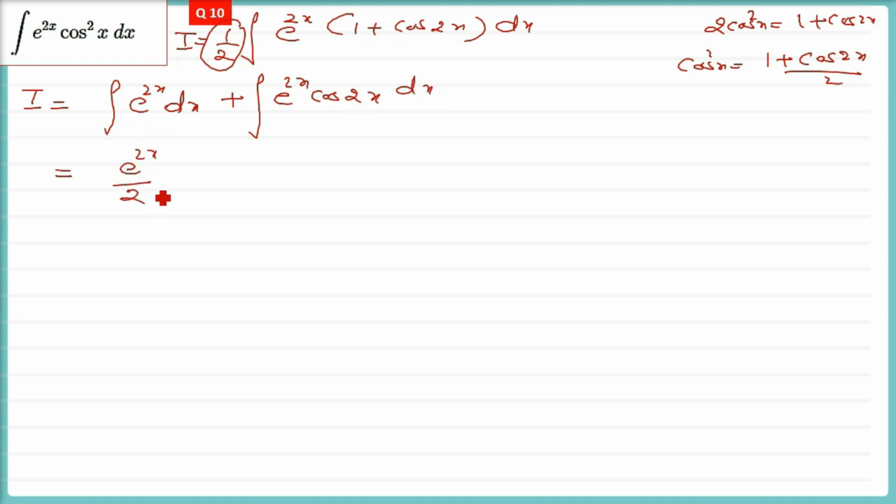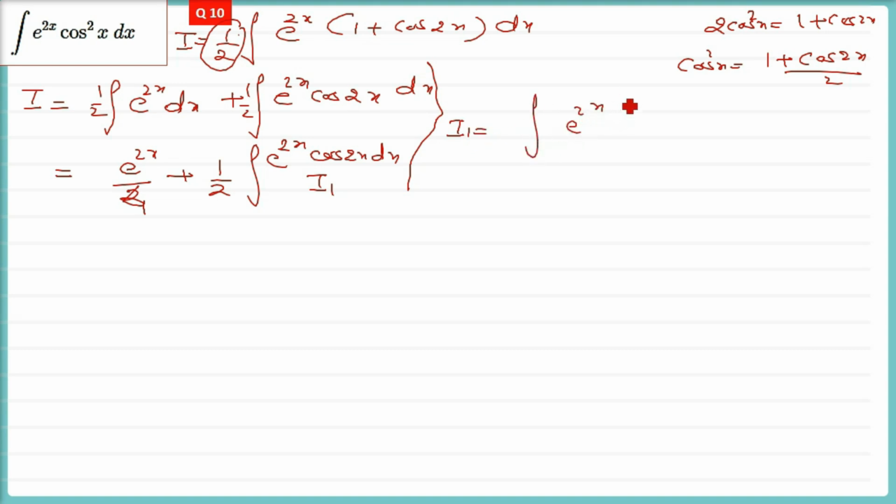Then 2x will be differentiated, 2 will come, that will go downstairs. So this half you can multiply here. So let's multiply half here itself. So e raised 2x by 4 plus 1 by 2 e raised 2x cos 2x dx. Now let's call it I1. So we'll do this I1 separately and then we will replace it.